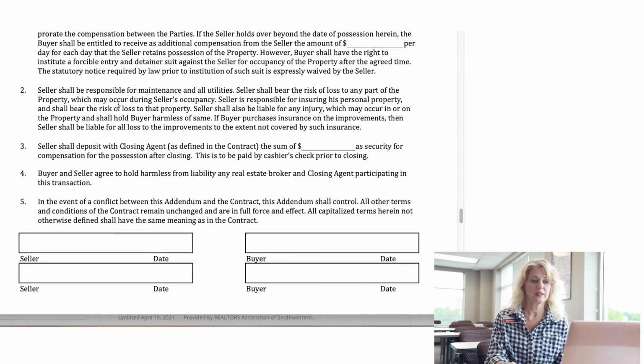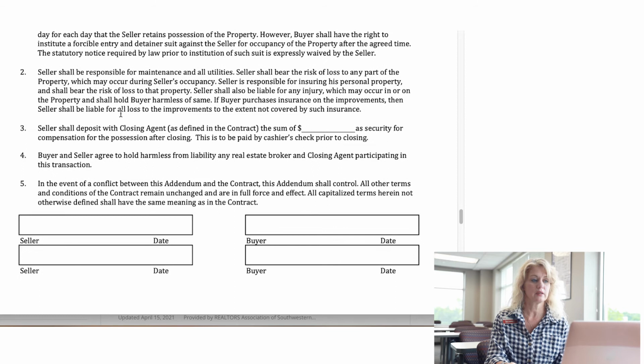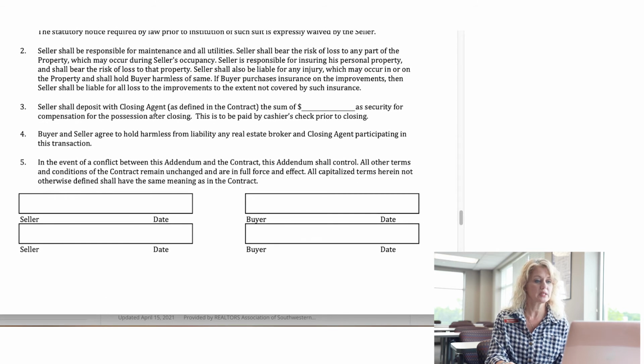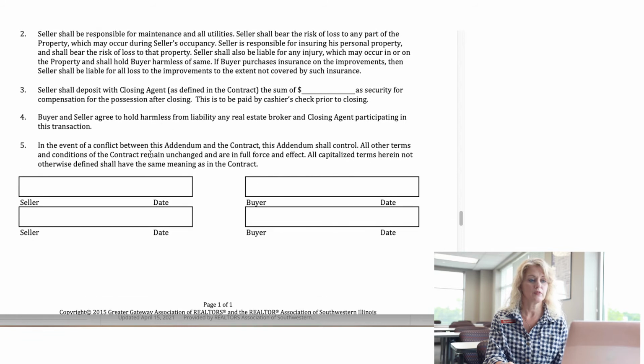The seller now would then agree to provide insurance. They would have the responsibility for the risk of loss and injury, etc. The seller shall deposit with the closing agent the sum of blank as security. That is a term agreed upon by buyer and seller if they enter into this agreement. The real estate broker, closing agent, everybody is held harmless. And then again, in the event of a conflict, the terms in this addendum would stand and supersede any of the conflicting terms in the contract, but then all other conditions of the contract would be in full force and effect. Buyer and seller would sign this.